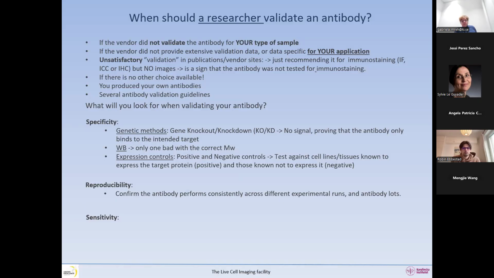Then you look at the reproducibility. What you want to know is to confirm that the antibody performs consistently across different experimental runs and antibody lots. And when it comes to sensitivity, titration, you need to determine the dilution for the primary antibody, and of course later also for the secondary, that will give you the best signal to background ratio and signal to noise ratio.